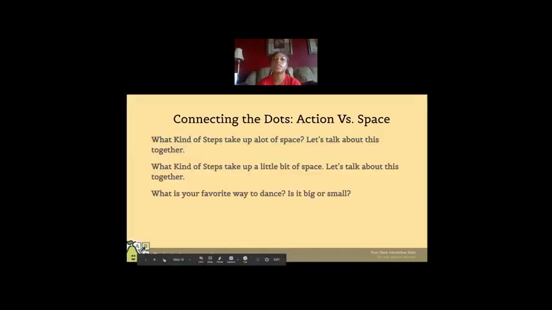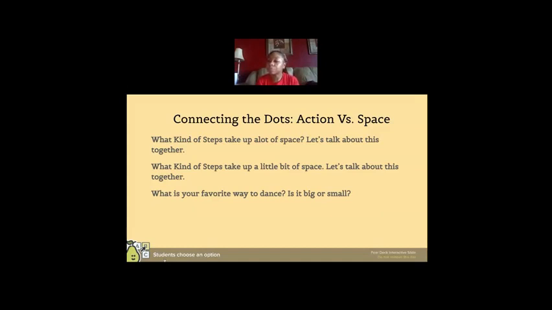So connecting the dots, action versus space. What kind of steps take up a lot of space? So if we're running, that takes up a lot of space. If we're walking around the room, that takes up a lot of space. If we're doing big jumps across the floor, also known as leaps or grand jeté, that takes up a lot of space. What kind of steps take up a little bit of space?